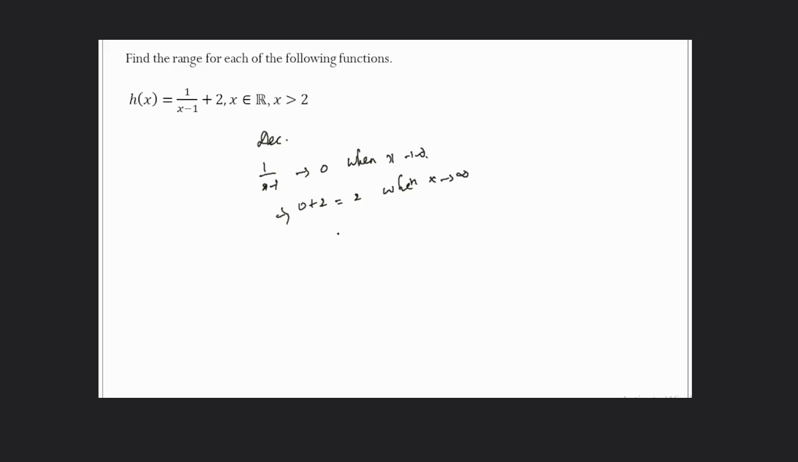So the lower limit of the range is 2. It just approaches, so it is not included in the range. Then what would be the maximum value of the range? That means at x equal to 2, what would be the value of h of x? That is 1 over 2 minus 1, plus 2, that is 1 plus 2, that is 3. So the maximum value is 3. So the range is 2 comma 3. Okay. Shall we proceed to the next question?